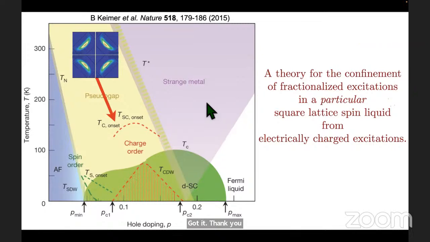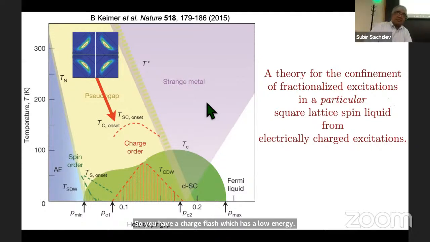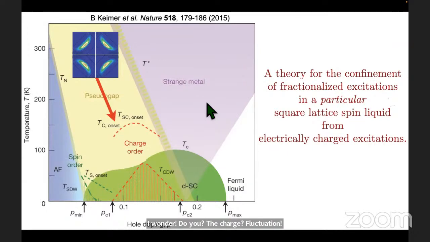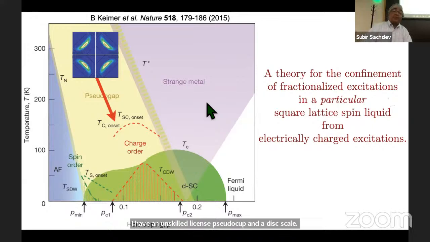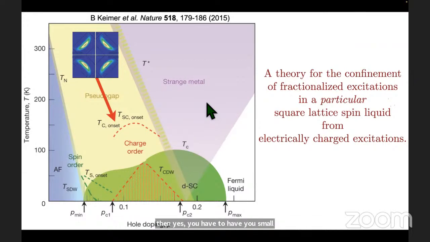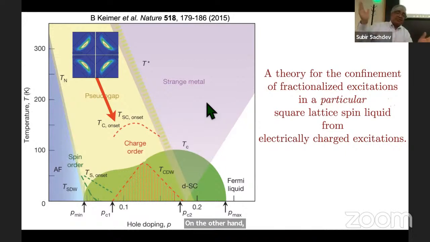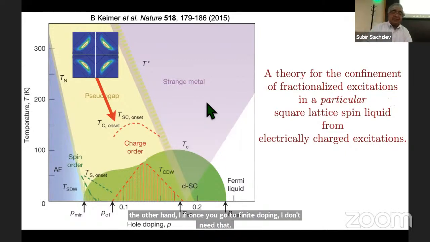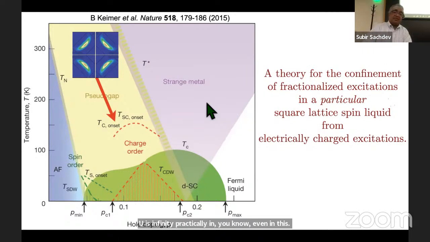Yeah, here I have a question. I wonder whether an important assumption here is that even at half filling, U is not too big, so you have a charge fluctuation at low energy. Do the charge fluctuations have an energy scale less than the pseudogap energy scale? No. You're correct about half filling. The whole discussion of half filling was just for illustrative purposes in a simple setting. If you want to actually get a D-wave superconductor at half filling, then yes, you have to have U small. On the other hand, once you go to finite doping, I don't need that. U is practically infinity, even in this ancilla model, U is very, very large. And we can implement that.